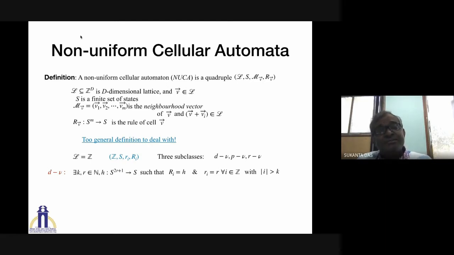Now understand, this is much simpler than the previous definition. In the previous definition, it was said that a cell can use any rule and any neighborhood vector. Here I am saying no. Consider a finite amount of place. In that place only, the cells can use rules of their choice. But beyond that place, all the cells use a single rule called h.